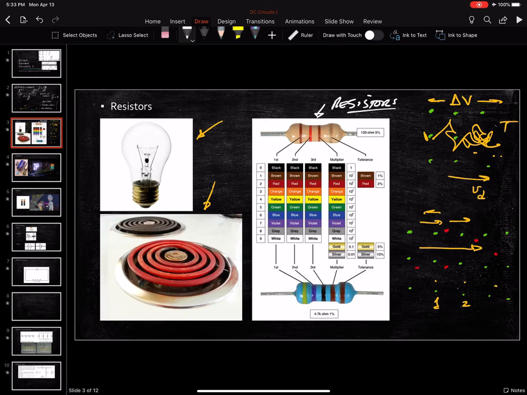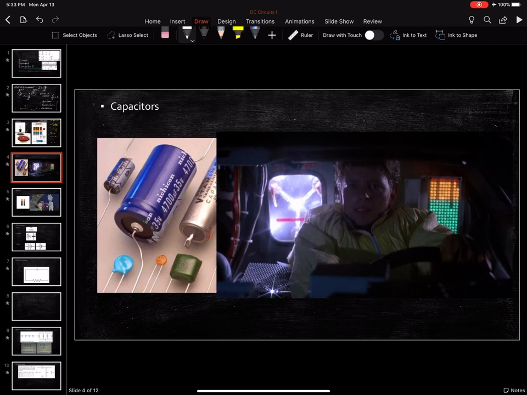Another thing would be capacitors. And you remember the flux capacitor, which makes no sense whatsoever because flux is something passing through. Capacitors are storing things up. Okay, these are your capacitors that you might see in circuit boards, with different amounts of capacitance. And remember, capacitance is, well, I'll talk about the units later.